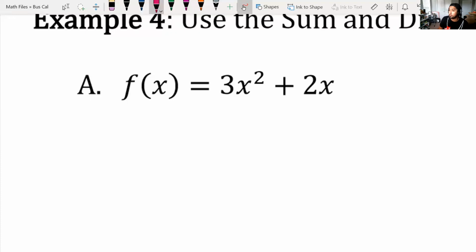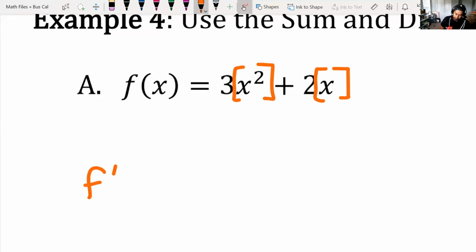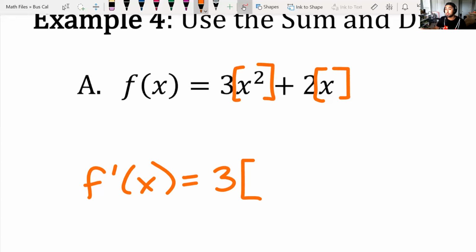F of x equals 3x squared plus 2x. All right. So all we are worried about here is the derivative of x squared and the derivative of x. So when we set up for the derivative f prime of x, the 3 stays out front. And what is the derivative of x squared? The derivative of x squared is 2x.